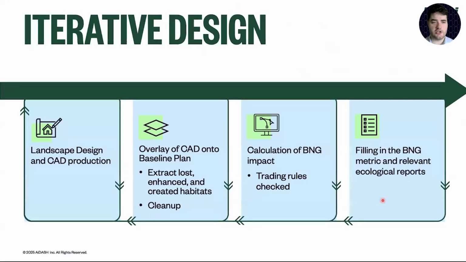And finally, in this instruction, what we're experiencing some challenges with, especially if you're new to this process, is the iterative nature of design. When we go through landscape design and CAD production, that is an iterative process. It goes through many loops of this cycle before we get something that might be sent to an ecologist to work on for BNG. We're going to try and overlay that landscape design onto a baseline map that we've produced of the site by doing site visits and surveying. And using that, we're going to have to work out what's been lost, what's going to be enhanced, what's going to be created on site.